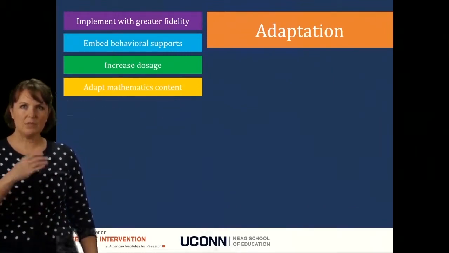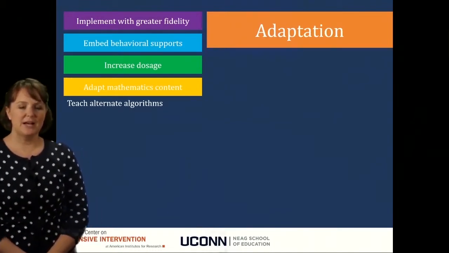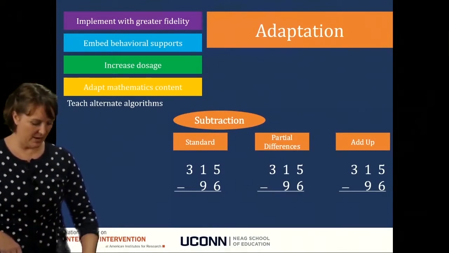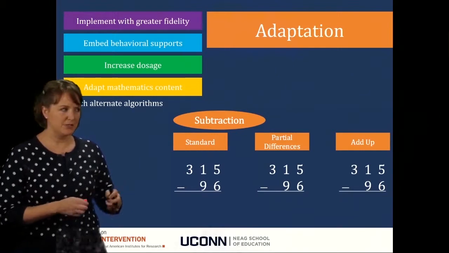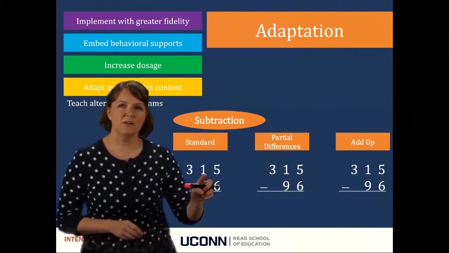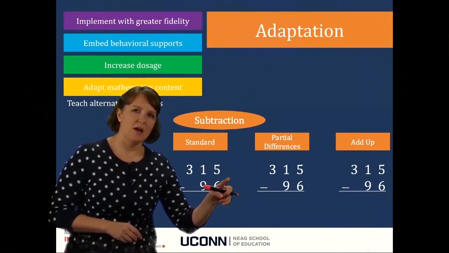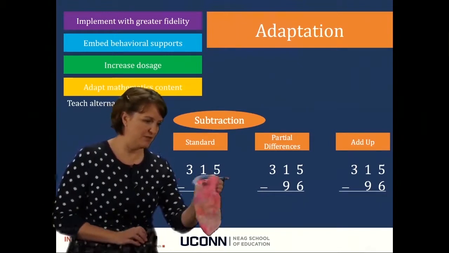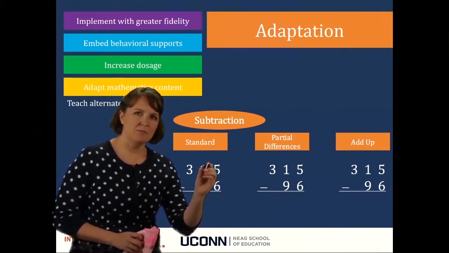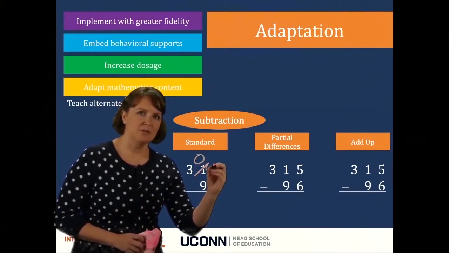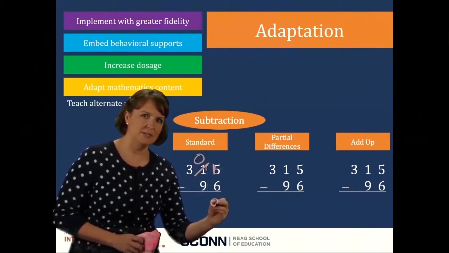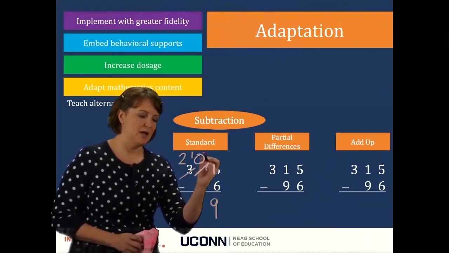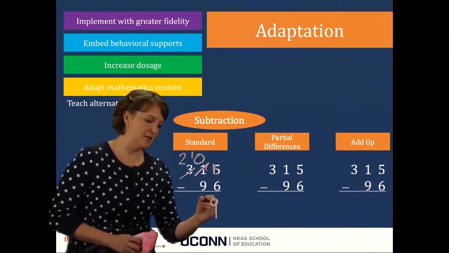Also, in terms of adapting mathematics content, teaching alternate algorithms. So we looked at this in a previous module, but I'll go over this so we remember. Remember, we have this standard algorithm. So here, if I'm subtracting 315 minus 96, I'm going to regroup. I'm going to regroup the 1, and I'm going to regroup that to 15. So 15 minus 6 is 9. And here I have to regroup from the hundreds, so that becomes 2. And I regroup that to the tens column. 10 minus 9 is 1.